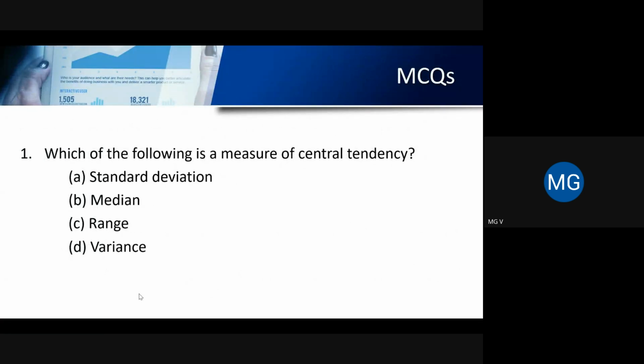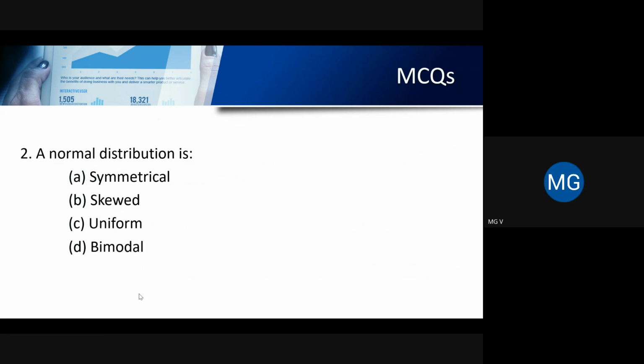Which of the following is a measure of central tendency? Standard deviation, median, range, or variance? Median. Yes, very right, it is median. A normal distribution is symmetrical, skewed, uniform, or bimodal. Normal. Symmetrical or which one? It is A, symmetrical.